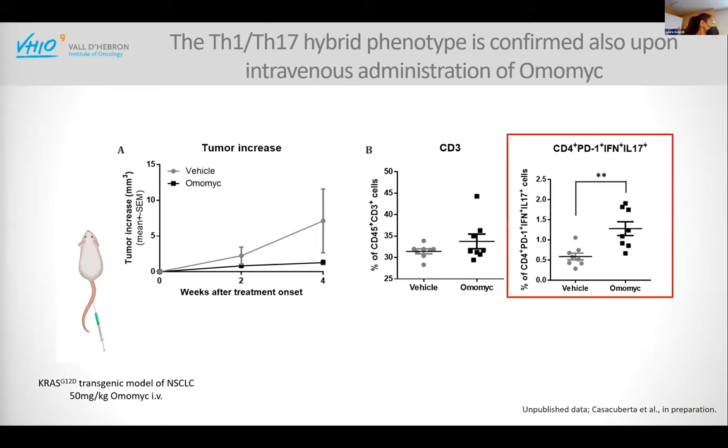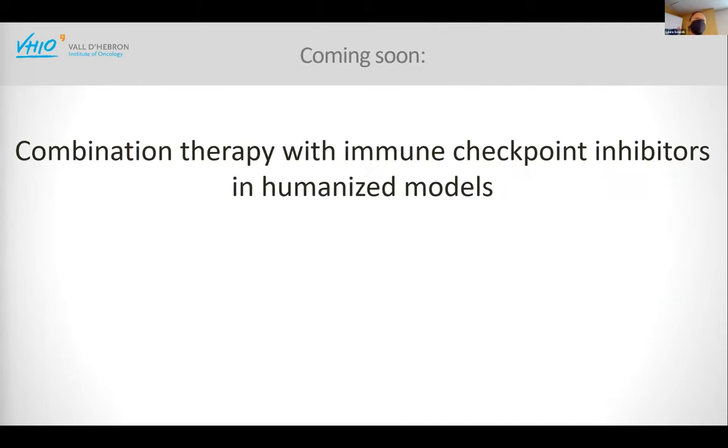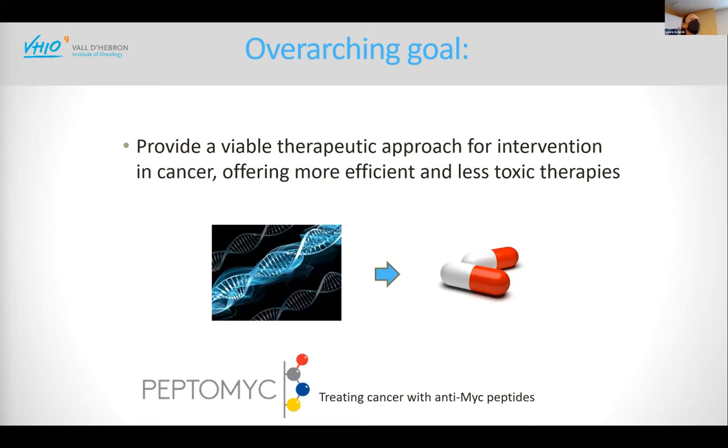She has also seen this after intravenous administration, because the first observation was after the intranasal, but the intravenous administration does the same. So now we are doing some studies just combining HOMOMIC with immune checkpoint inhibitors. Of course, for this, we are using humanized mice, and I hope to be able to show you that soon. So, finishing. All along, our goal was to provide a new, viable therapeutic approach for cancer patients.